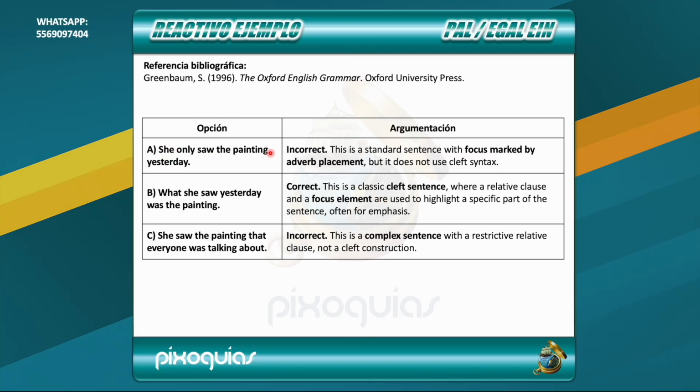A, She only saw the painting yesterday, is incorrect because this is a standard sentence with focus marked by adverb placement, but it does not use cleft syntax. And C is incorrect because this is a complex sentence with a restrictive relative clause, not a cleft construction.